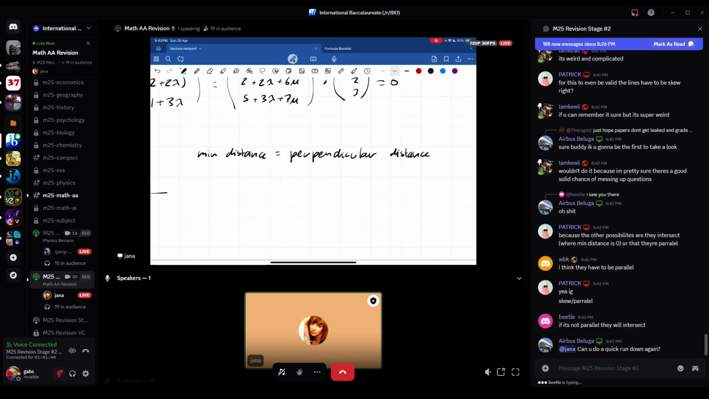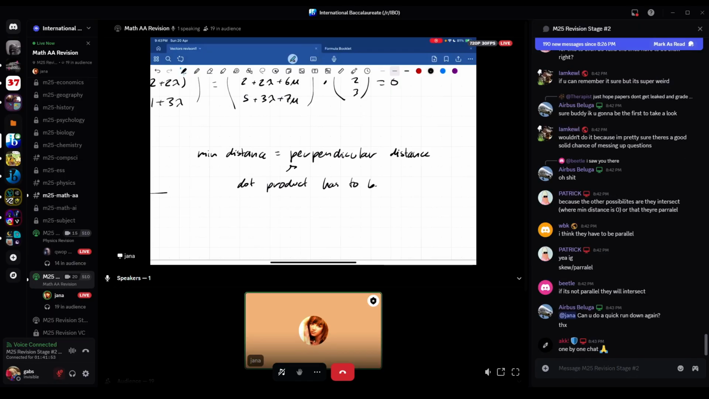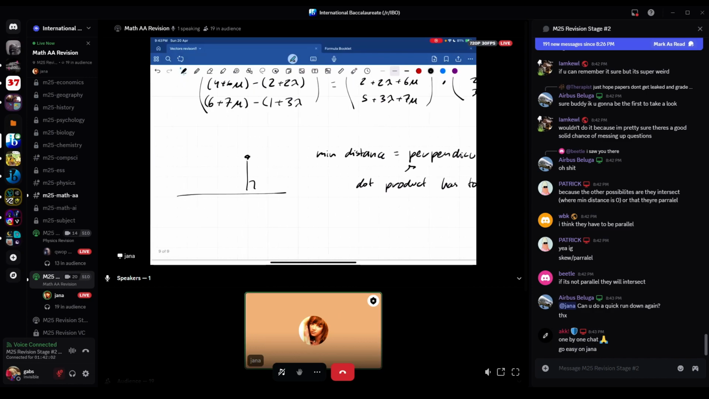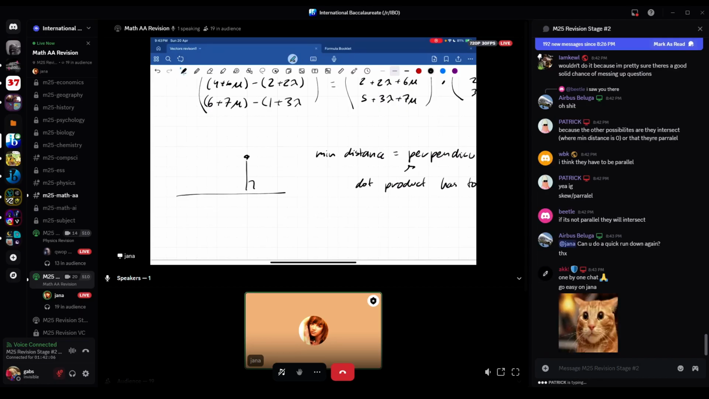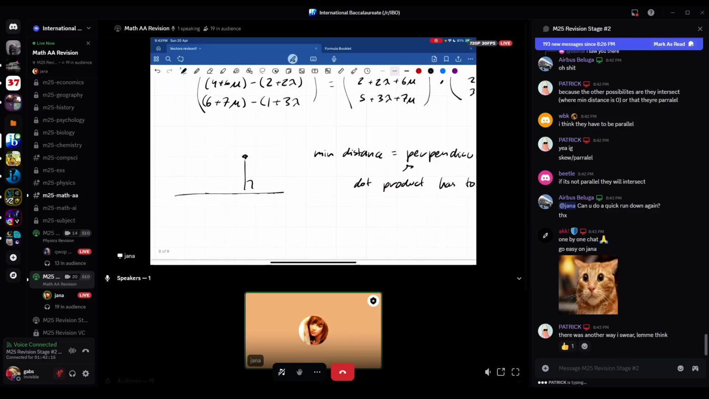Yes, but let me finish my sentence. So that means the dot product has to be 0. That's basically always your approach. You just want to equate the dot product to 0. That's the simplest way to do it. If you have a point and a line, what do you do? You find the position vector of any point on the line, which is the parametric equations, and then you find the vector. There is another way, it's just really overcomplicated.